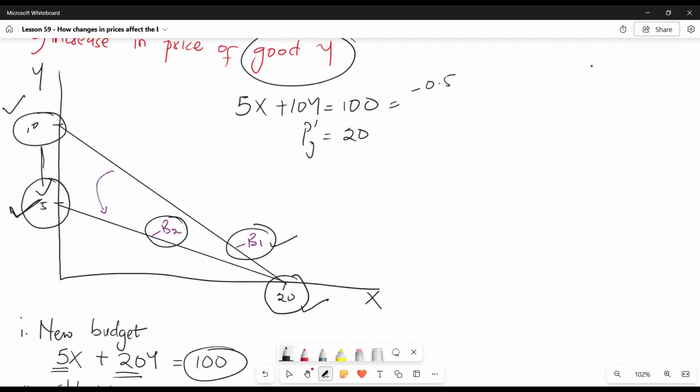So this is all that we have on our lesson on how the change in price of a good affects the budget constraint. Our next lesson will be on non-linear budget constraints.